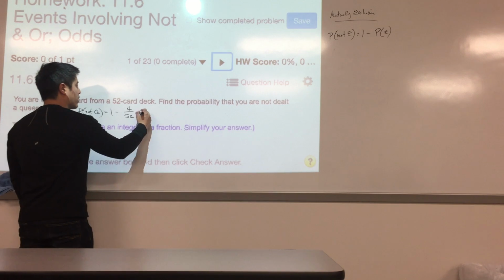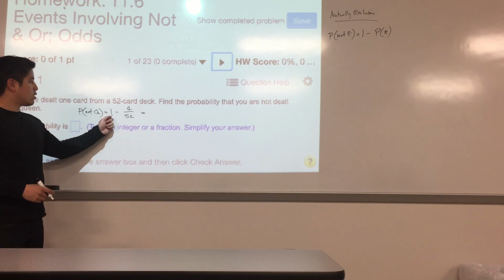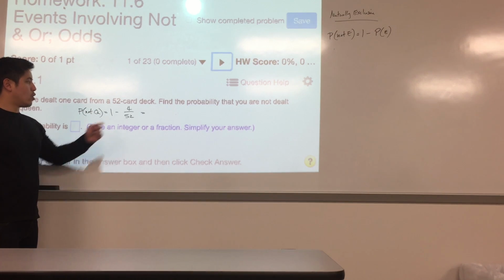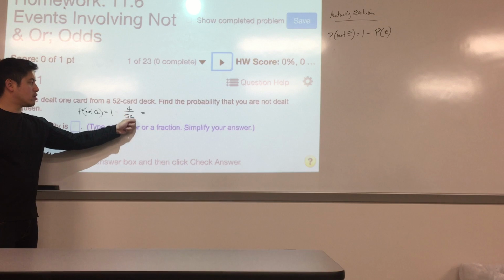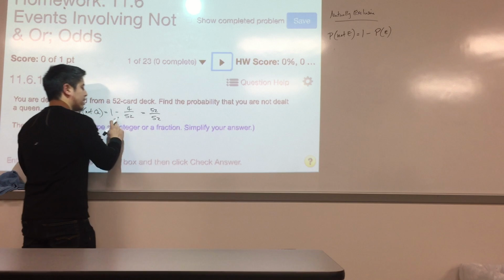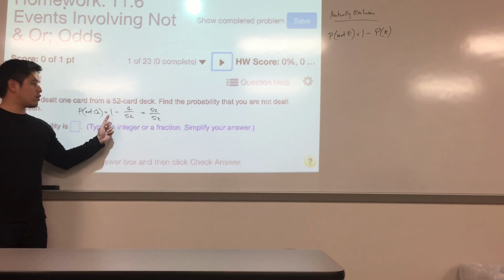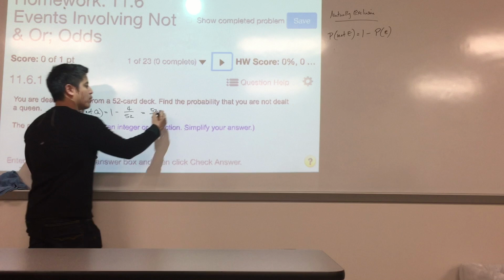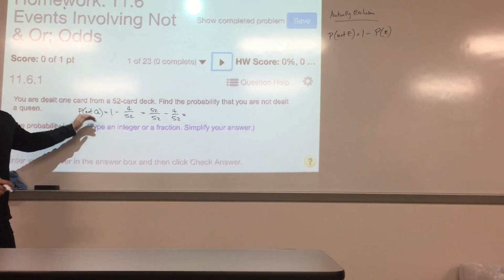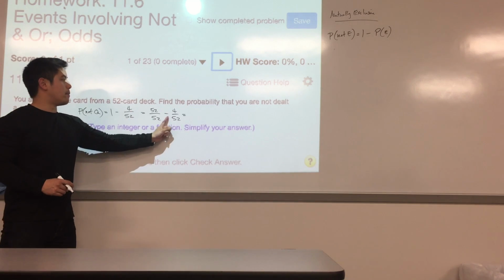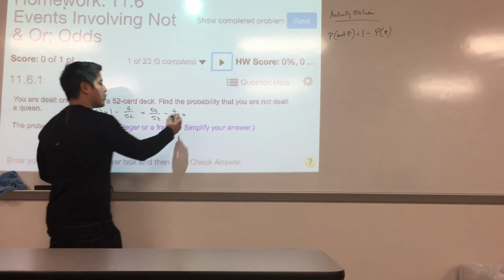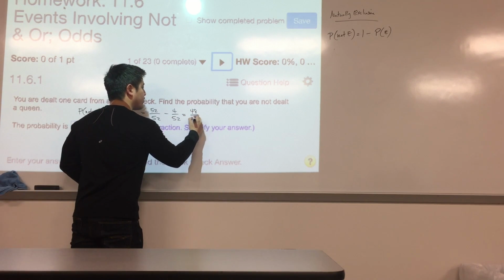So now the question is, how do we actually do this? Well, very simple. That 1 is easily converted to a fraction. Whatever your denominator is here, 52, make that 52 over 52 in place of your 1. Isn't that true? 52 over 52 is 1. So minus the same 4 over 52. And so the probability of not getting a queen is 1 minus 4 over 52. We just had to get a common denominator. That's easy, which is 48 out of 52.